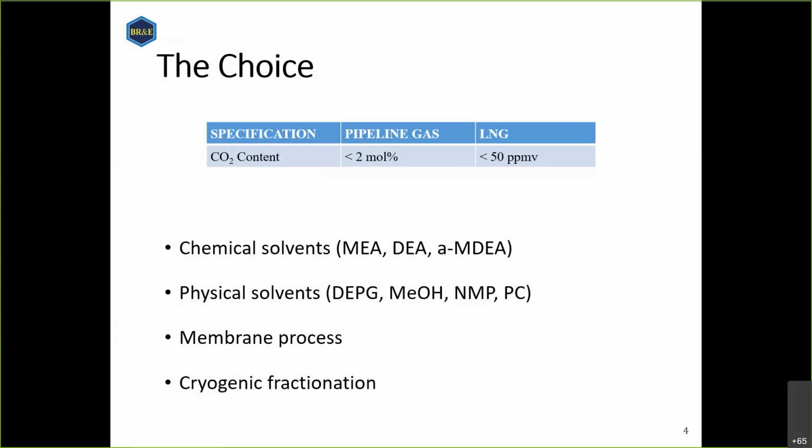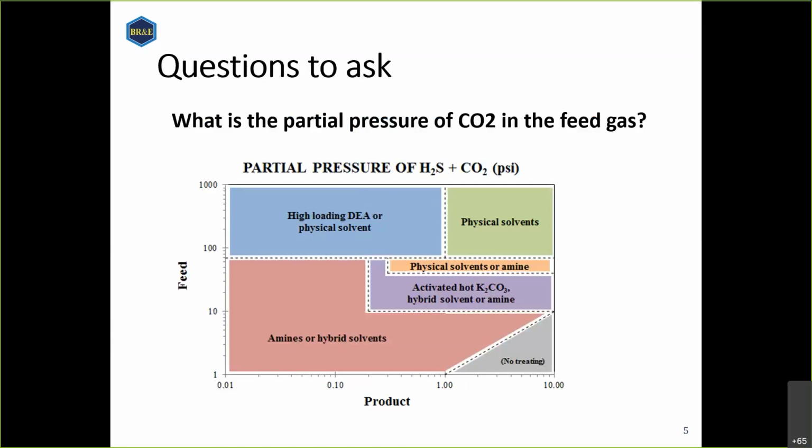And the other thing that's going to affect what you use is how much CO2 you have in your feed, and perhaps even more so, what the partial pressure of the CO2 in your feed gas is. So we've got a pretty interesting plot here that gives you some ideas of what process might be viable depending on both what the partial pressure of CO2 in your feed gas is, that's on the y-axis, and then what partial pressure you need to achieve in your product, and that's on the x-axis.